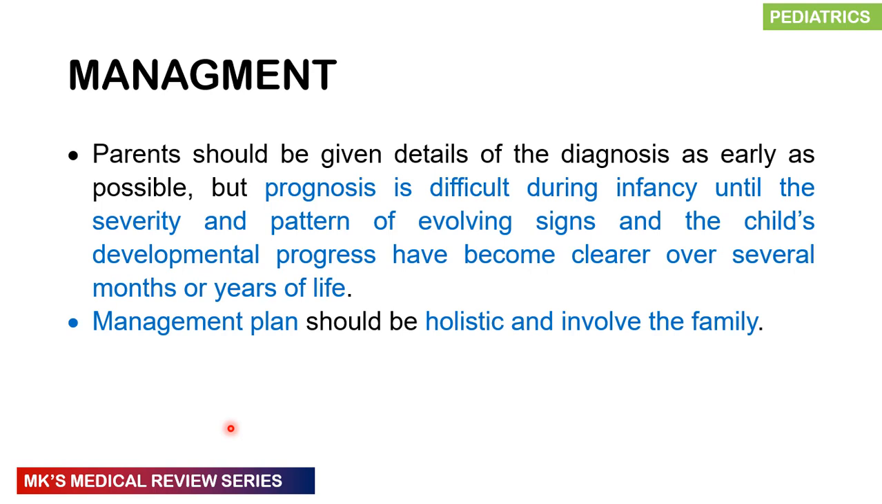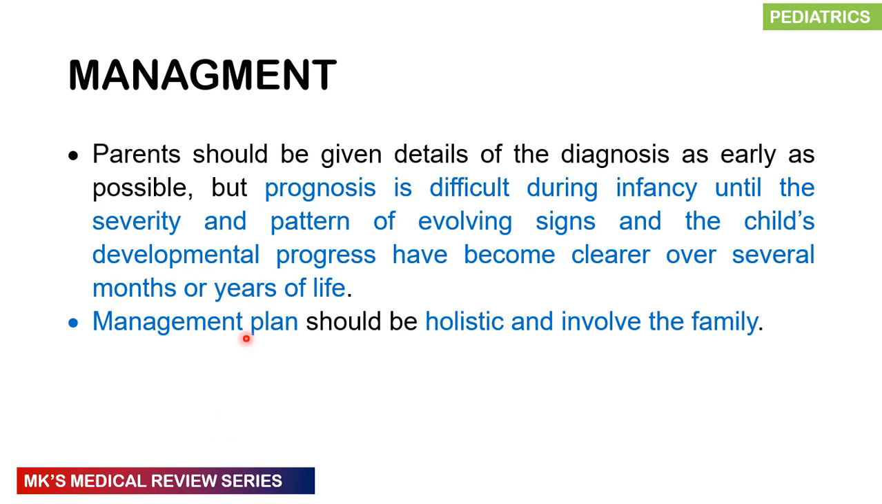So the parents should be given full details of the diagnosis as early as possible, and the prognosis is very difficult to determine during infancy until the severity, the pattern of the evolving symptoms, and the child's developmental progress have become much clearer over several months or years. Like I said, a good benchmark is to wait until the child is above the age of 2. So it's not really possible for us to have these prognostic indicators before the age of 2.